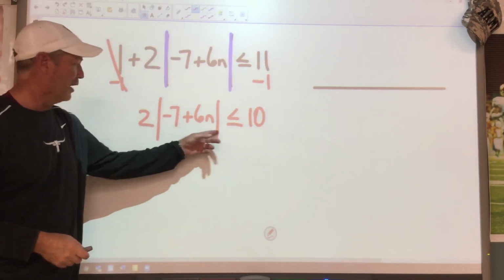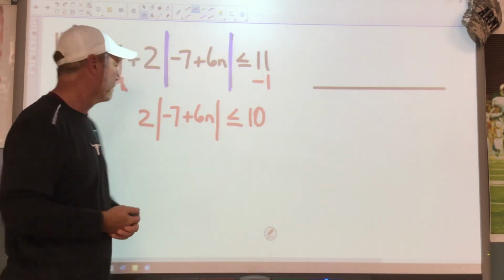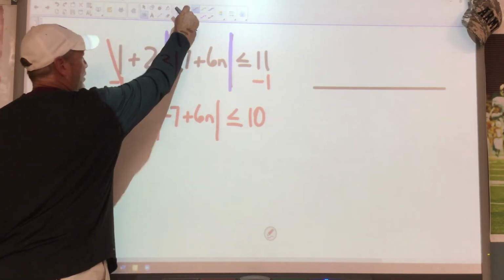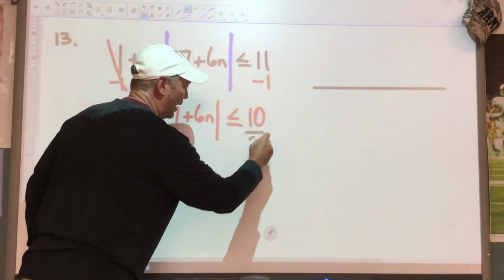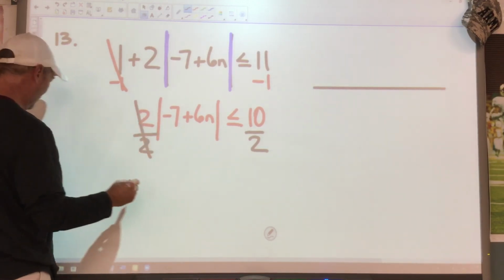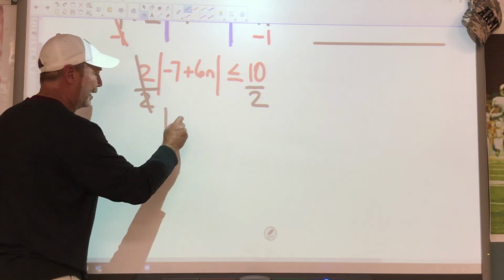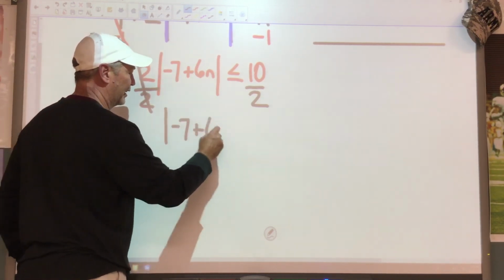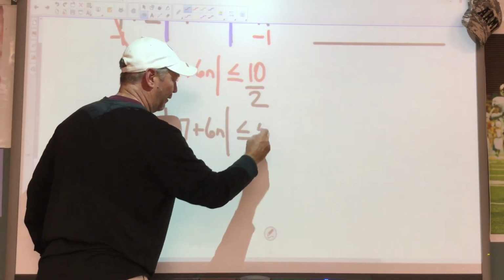My absolute value is still not by itself. I still need to do some work. So we're going to say divided by 2. Divided by 2. This will cancel. That's going to leave me with the absolute value of negative 7 plus 6n is less than or equal to 5.